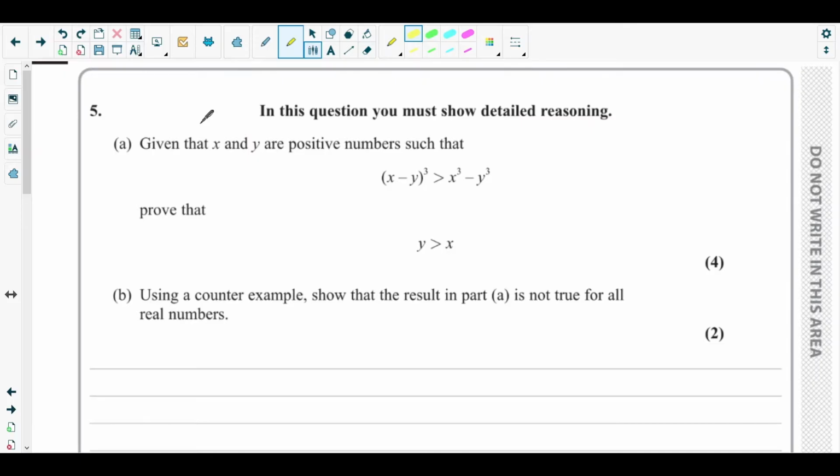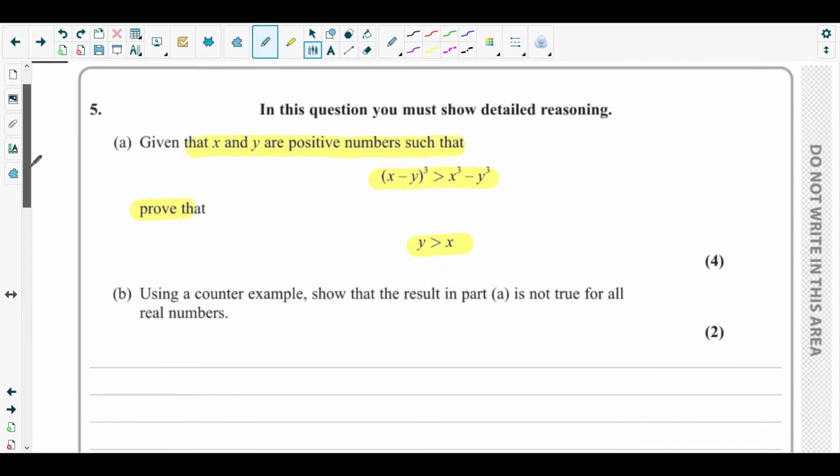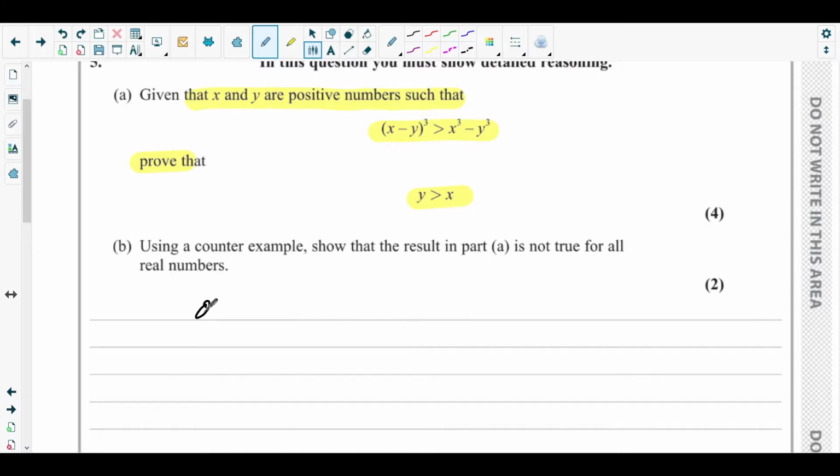At first, part A. Here the question says, given that x and y are positive numbers such that (x - y) whole cube is greater than x cube minus y cube, prove that y is greater than x. Okay, we need to prove that y is greater than x. So for part A, at first let's simplify this given inequality.